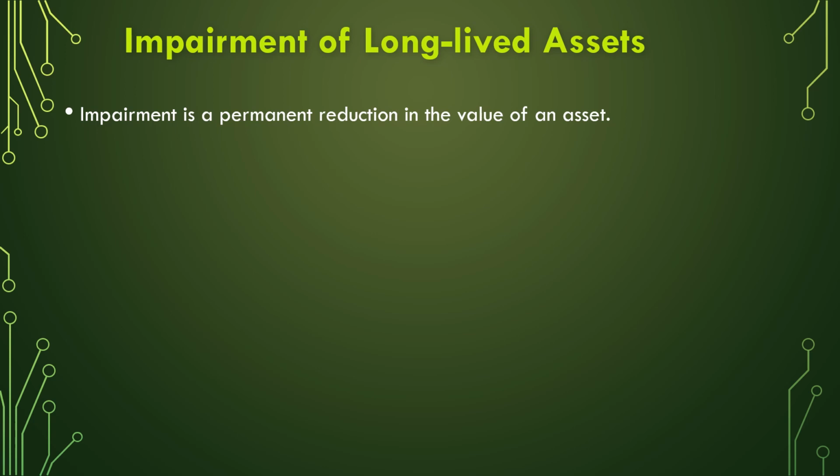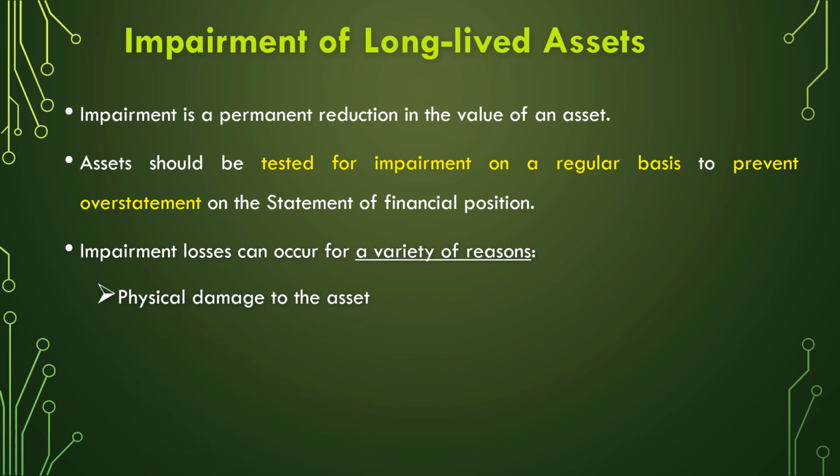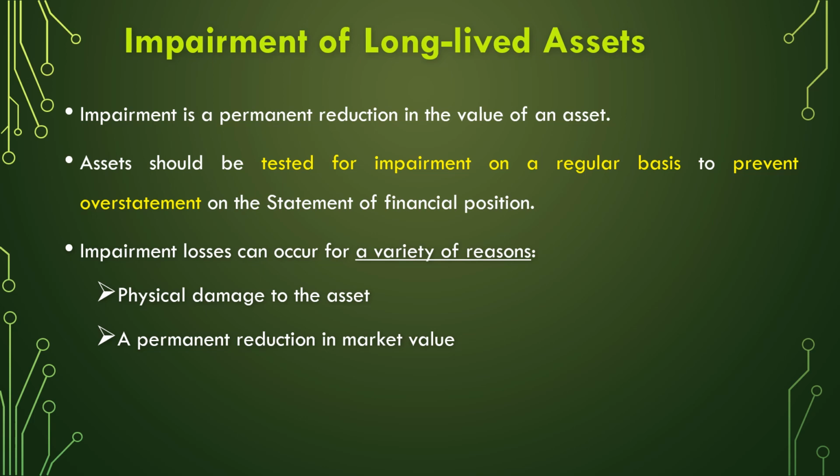When it comes to intangibles, such as goodwill, they are tested for impairment on an annual basis. Assets should be tested for impairment on a regular basis to prevent overstatement on the statement of financial position. Impairment loss can occur for a variety of reasons, such as physical damage to the asset, a permanent reduction in the market value, legal issues against the asset, or early asset disposal.